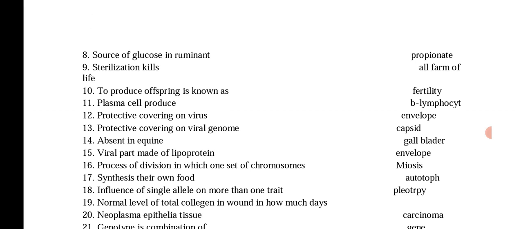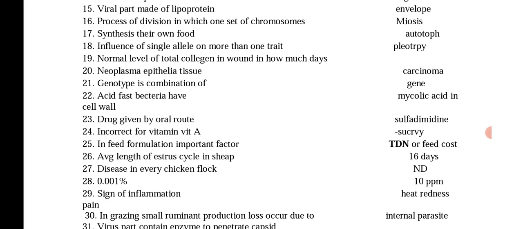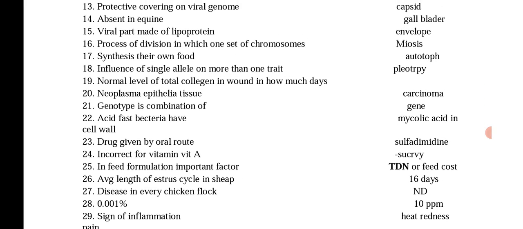Plasma cells are derived from B lymphocytes. Protective covering on a virus is the envelope. Protective covering on the viral genome is the capsid. Gallbladder is absent in equine. Viral part made of lipoprotein is the envelope.